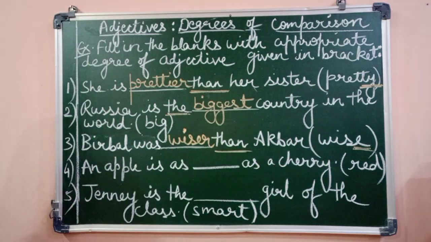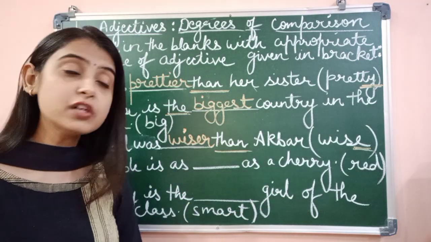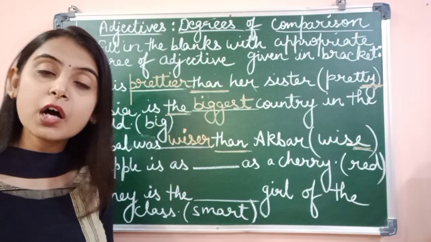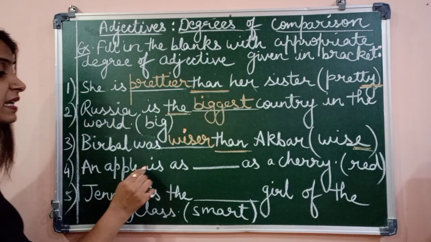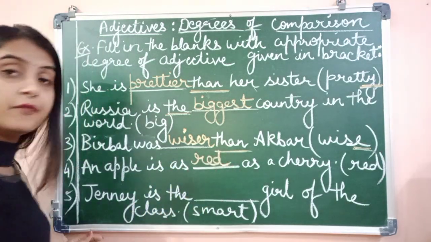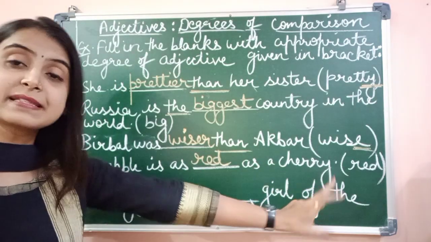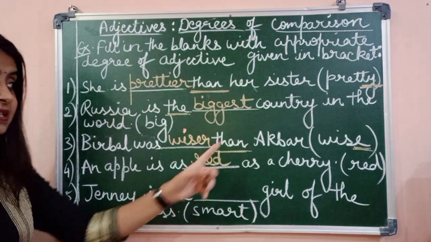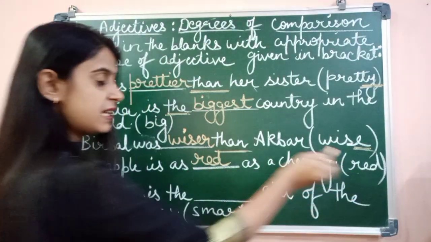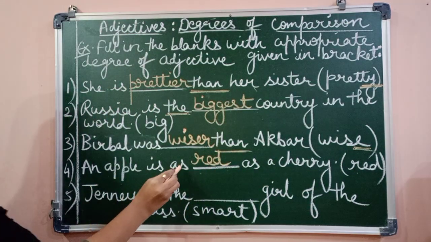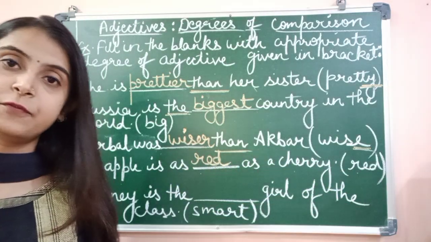Right? Then fourth sentence, it says an apple is as dash as a cherry. Now here children, we don't have than, we don't have the also. We are not comparing apple with any other fruit. Instead we are saying apple is as red as. We are showing the same quality of apple as that of a cherry. No comparison is made because than is also not there and the is also not there, right? So we will put the same adjective as it is, okay? An apple is as red as a cherry. Apple is also red and cherry is also red. Both are red fruits. Alright.